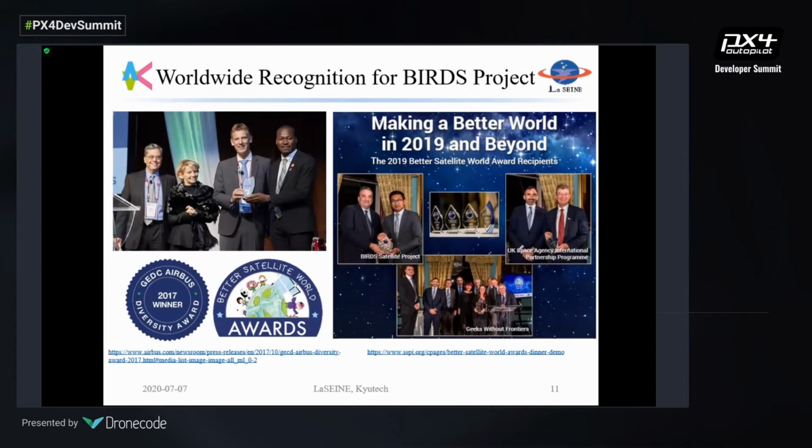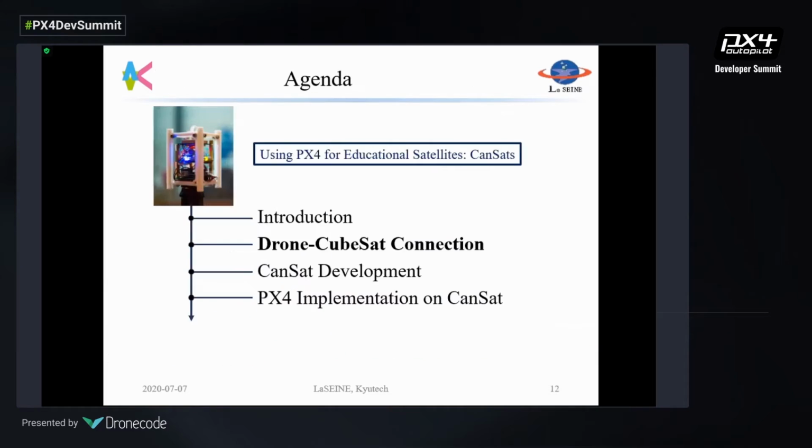It's also recognized worldwide. We have won the 2017 Diversity Award and also Better Satellite Award in 2019. So let's move on to drone and CubeSat connection.